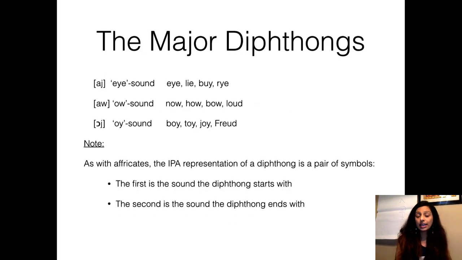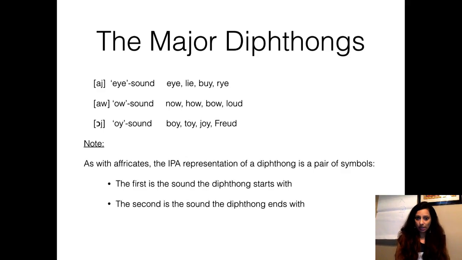In English, there are three major diphthongs. They are written, as you can see, with two symbols. So the I sound as in I, lie, buy, rye, and the ow sound as in now, how, bow, loud, and the oi sound as in boy, toy, joy, Freud, etc.